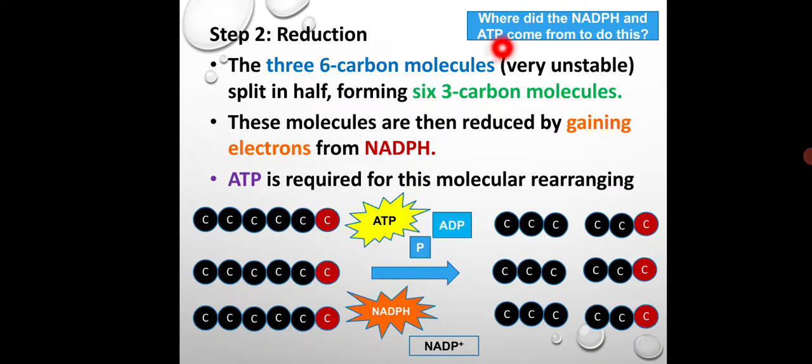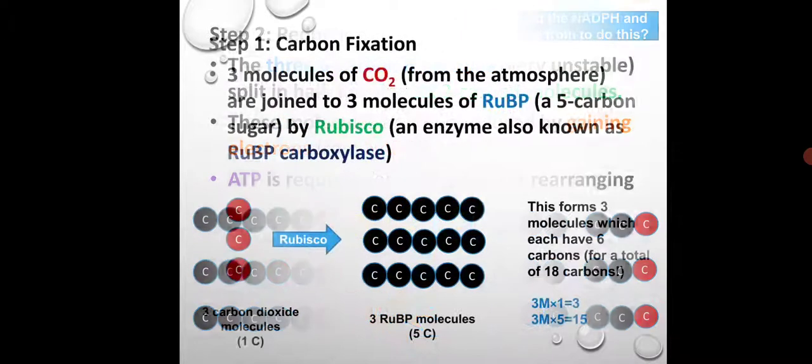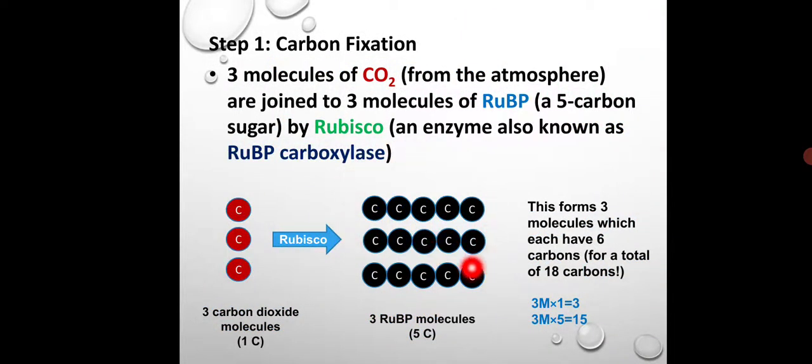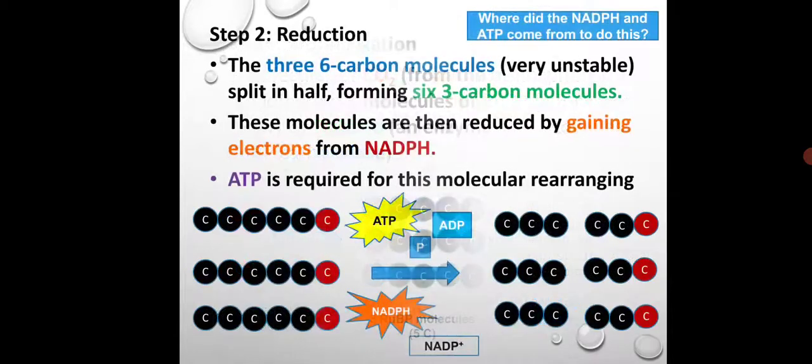Okay, so the question has come, where did the NADPH and ATP come from to do this? So it comes from the light reaction. Okay, it comes from the light reaction. Now let's see. अब हमारे पास this was our last product. Okay, अब ये जो कार्बन है, कार्बन डाइऑक्साइड का जो कार्बन है, it will get attached to this. अब 5 का क्या हो गया, 6 हो गए. Okay, so this is the 6 carbon compound.